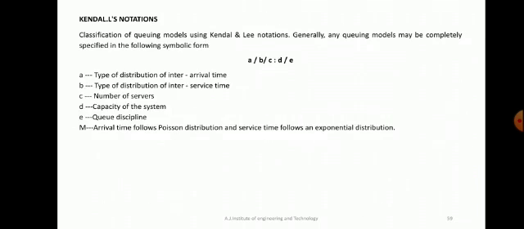Kendall's notation. Classification of queuing models is done using Kendall and Lee notations. Generally, any queuing model may be completely specified in the following symbolic form: A slash B slash C slash D slash E. A is the type of distribution of inter-arrival time, B is the type of distribution of inter-service time, C is the number of servers, D is the capacity of the system, and E is the queuing discipline. M means the arrival process follows a Poisson distribution and the service time follows an exponential distribution. This is the pattern in which it can be specified.